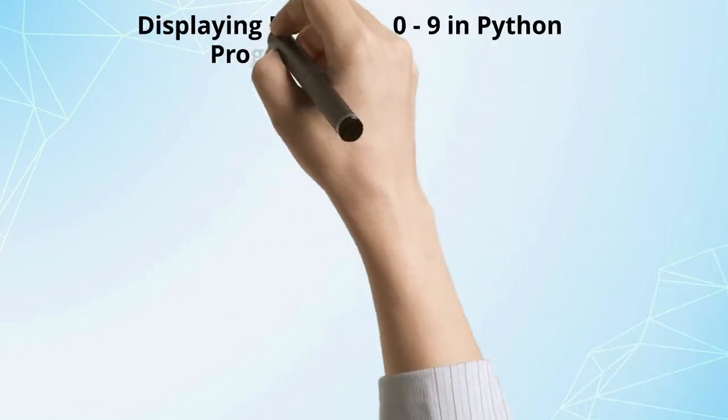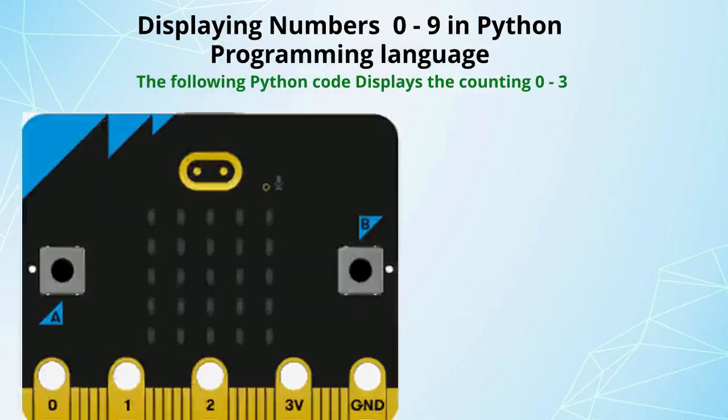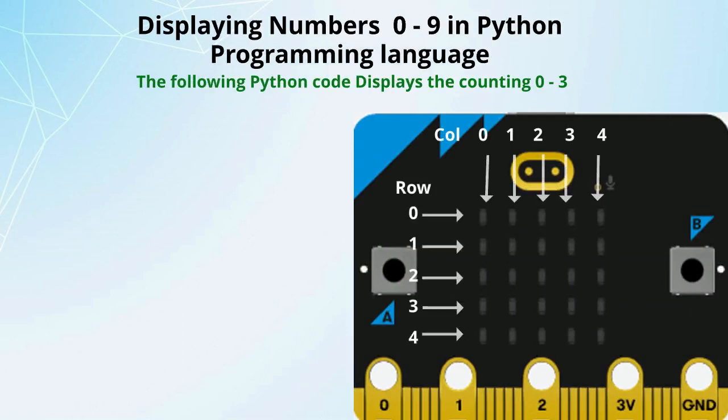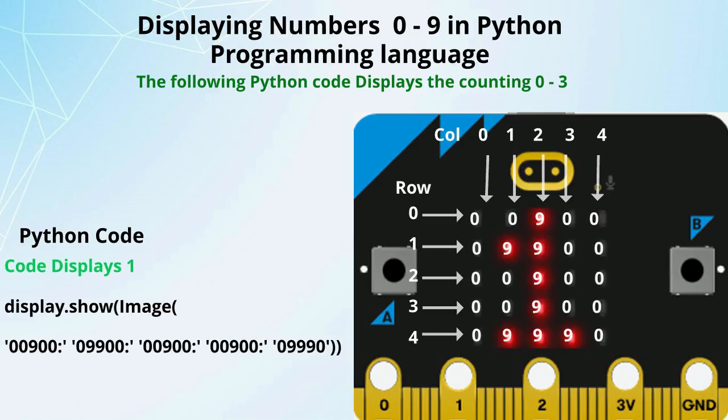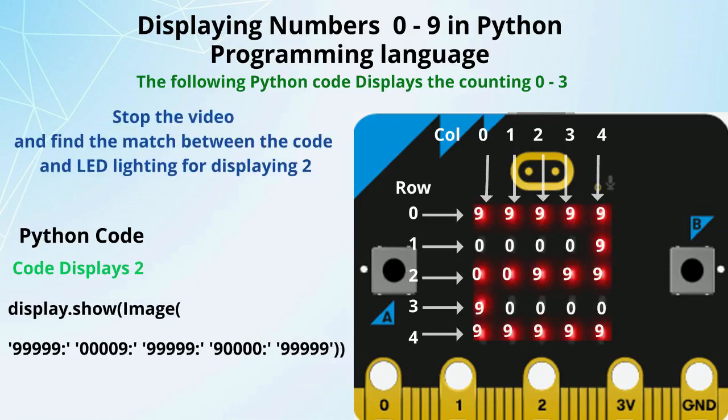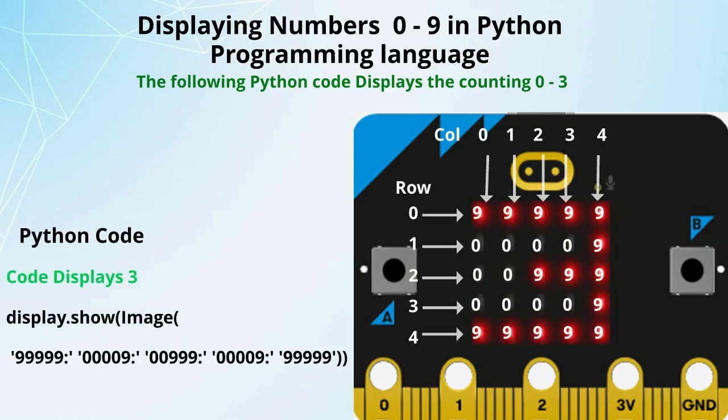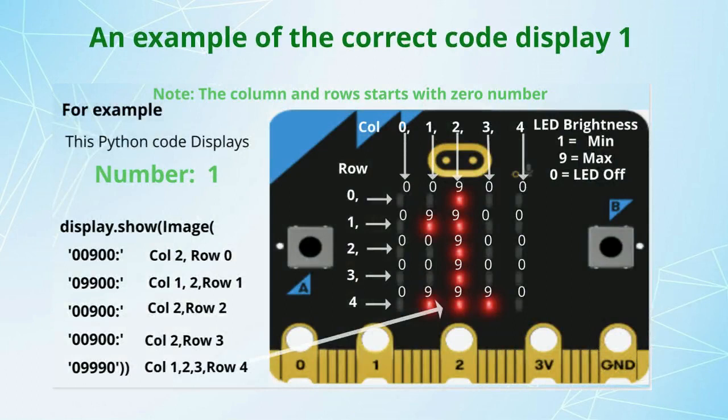Displaying numbers 0 to 9 in the Python programming language. The following Python code displays the counting 0 to 3. 0. Stop the video and find the match between the code and LED lighting for displaying 0. 1. 2. Stop the video and find the match between the code and LED lighting for displaying 2. 3. An example of the correct code to display 1.